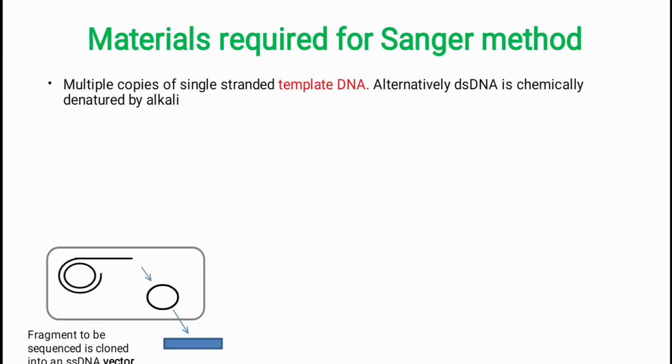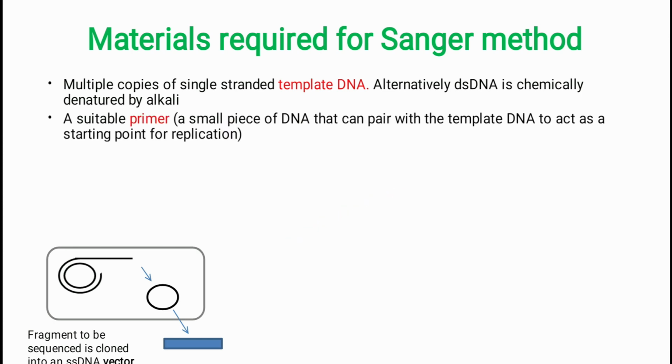The key materials required for the Sanger sequencing method are, first, a template DNA for which we have to obtain the sequence. Mostly single-strand DNA is preferable, and single-strand DNA is cloned into an M13 vector and we get the single-stranded DNA. Alternatively, the double-stranded DNA is chemically denatured and we can separate the single strands. And next we need a suitable primer. The primer is a small piece of DNA that can pair with a template DNA by complementary base pairing and act as a starting point for the replication.